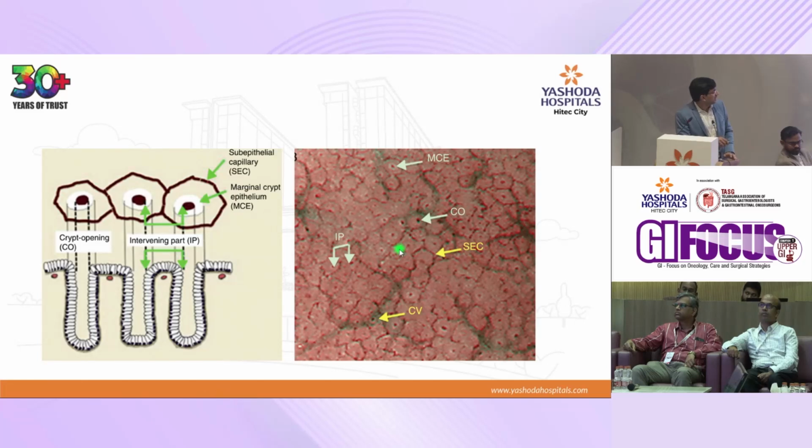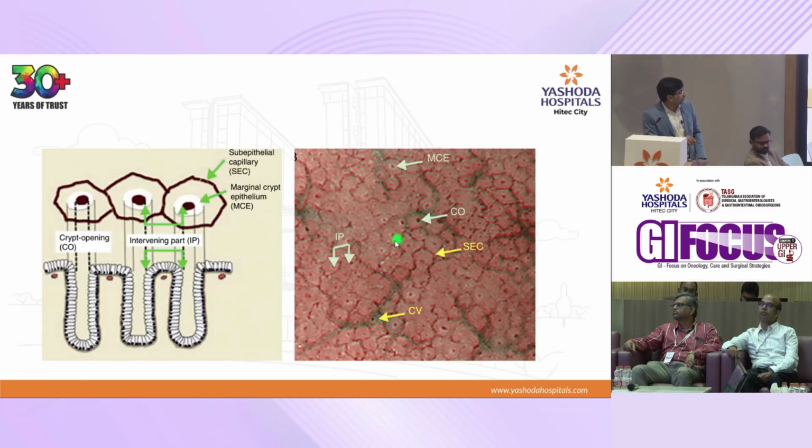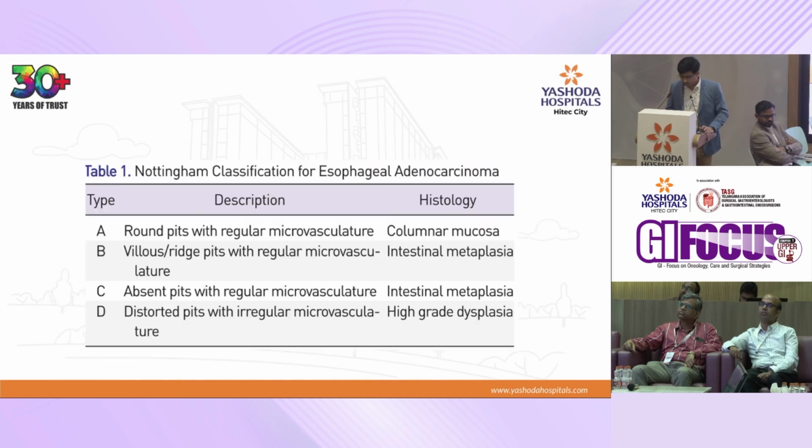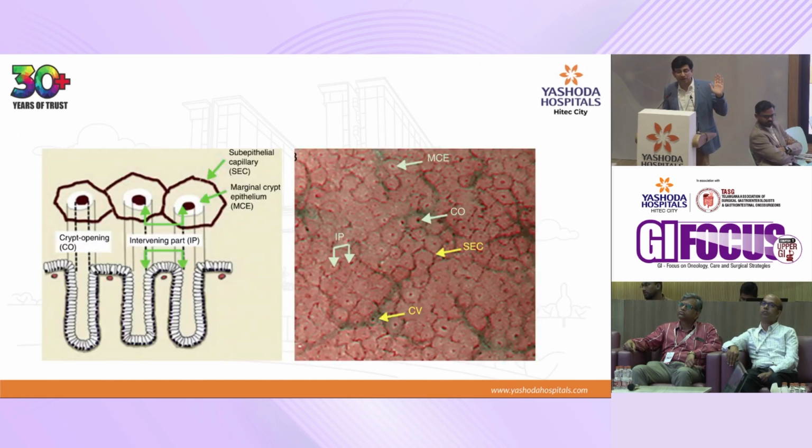Here you can see the intestinal or gastric mucosa with pits appearing like this. The central dot will be the pit, surrounded by a circular capillary pattern. This is the normal pattern. So, you can find similar findings in Barrett's esophagus also.